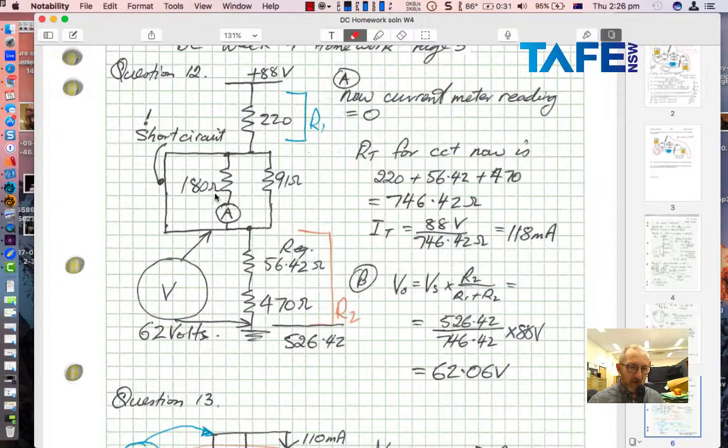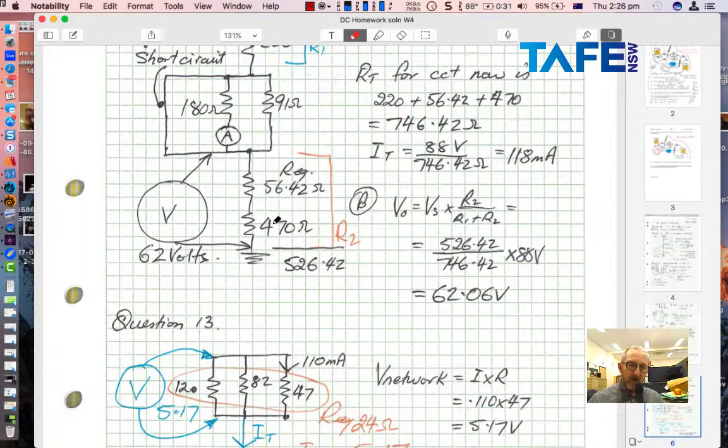A short across the 180 is different to a short across the whole network. The way I've got it done, the meter would not deflect at all. You wouldn't get any reading. But if you short circuit the 180, you're going to get a meter reading, but it is not going to give you the total current flow for the circuit. It's going to give you some weird value because of that shunt resistance across it. And the new voltage, because of that, well, we've got a different RT in the circuit now. We've taken this network out completely.